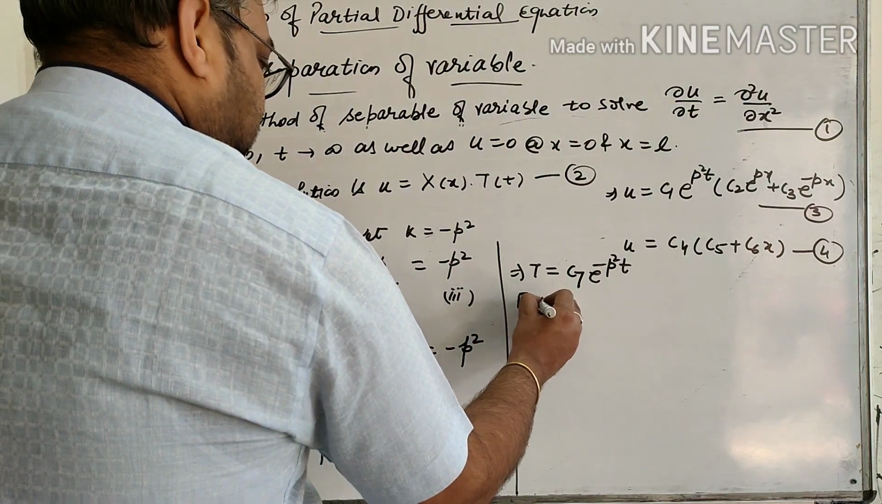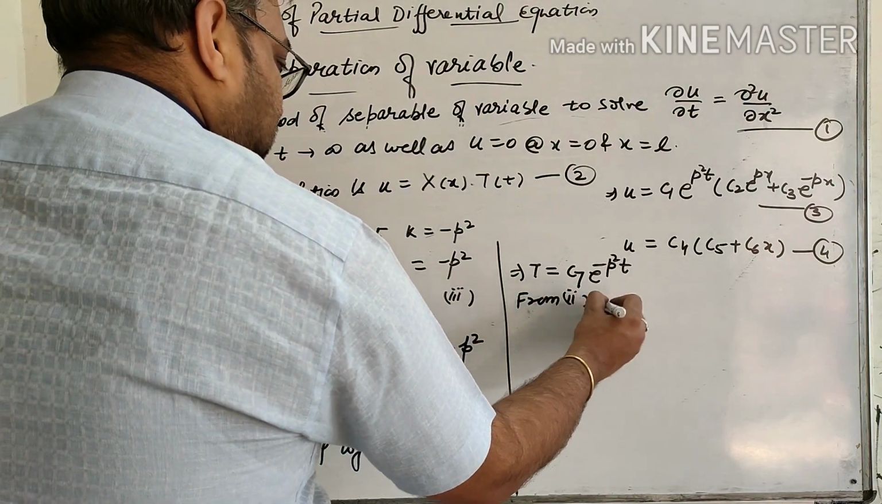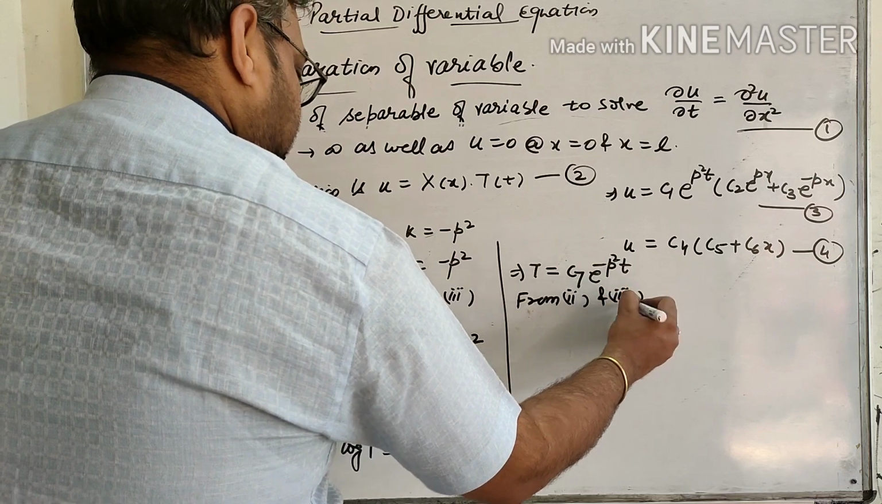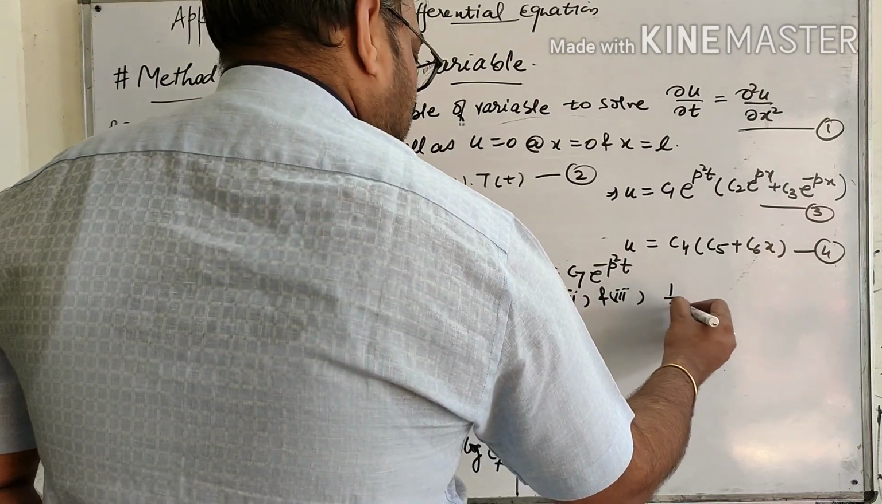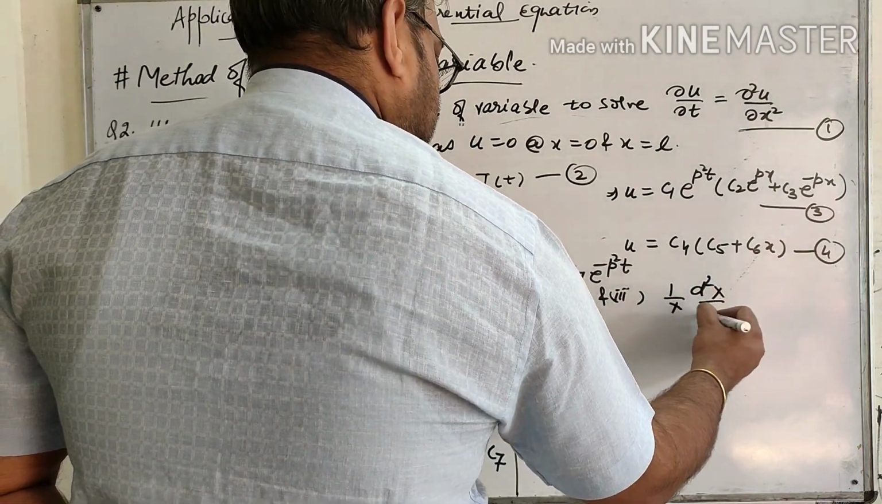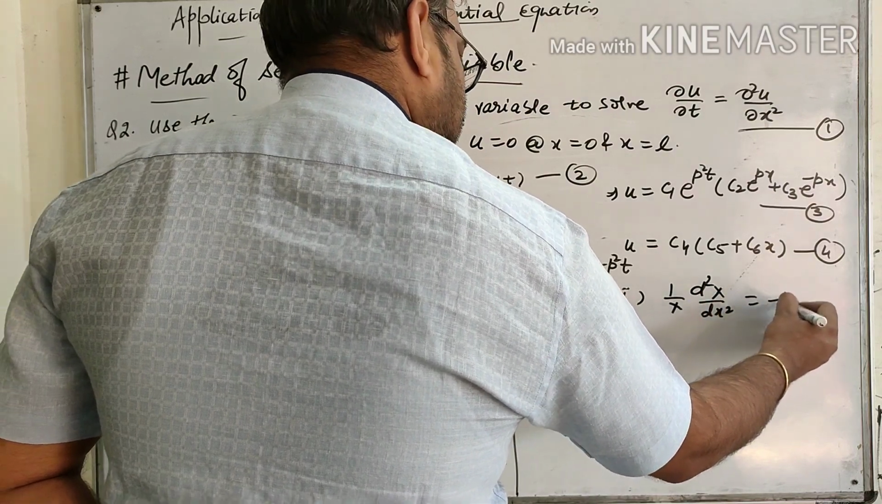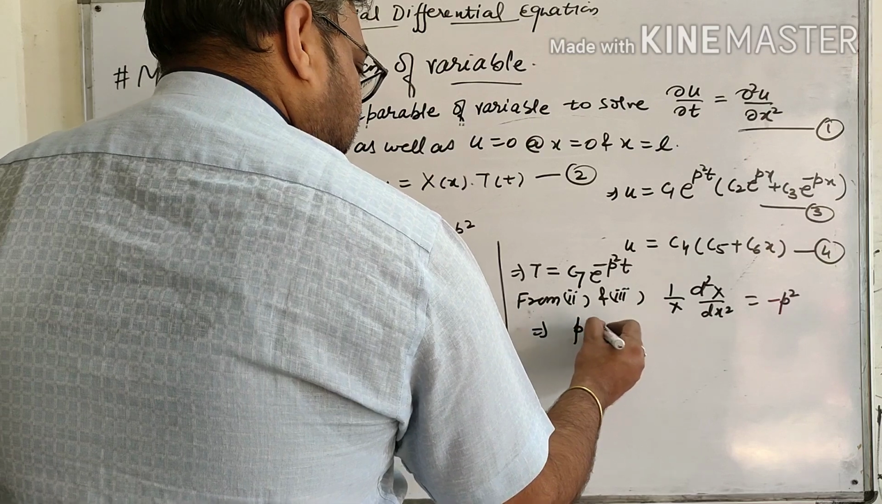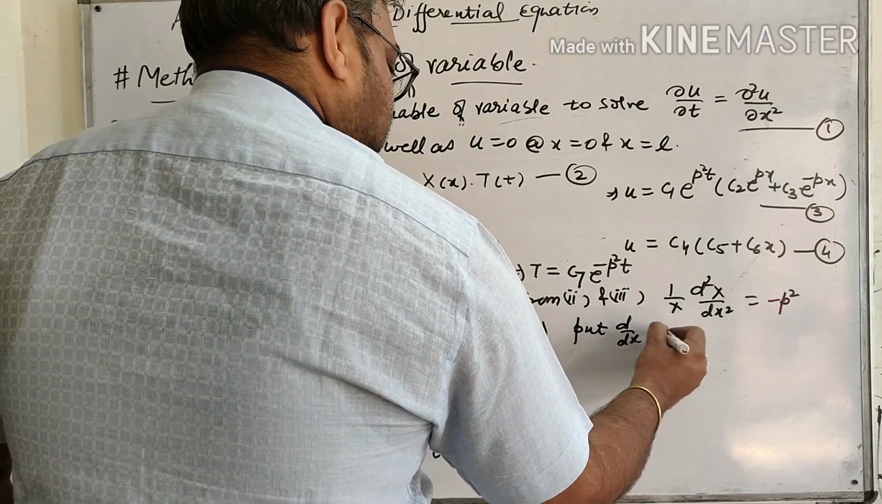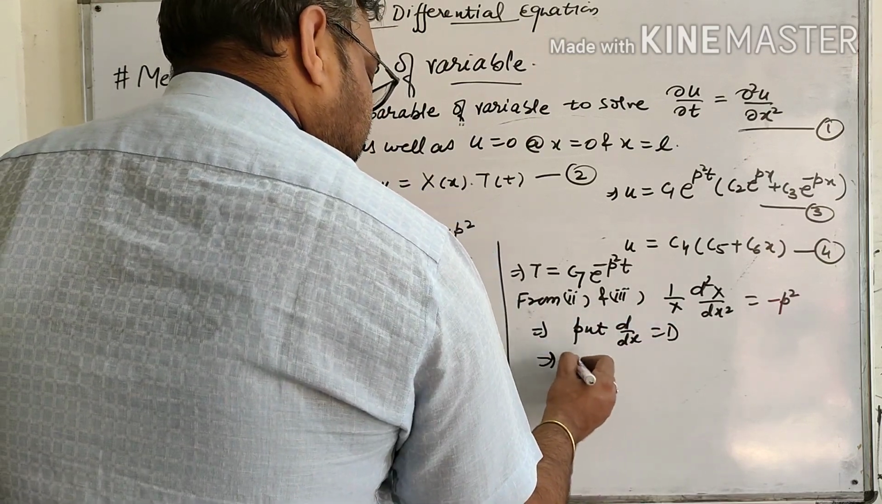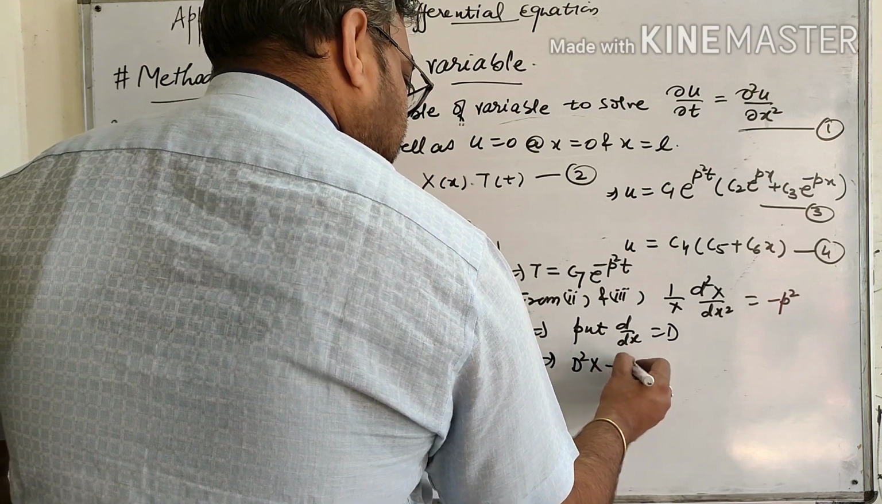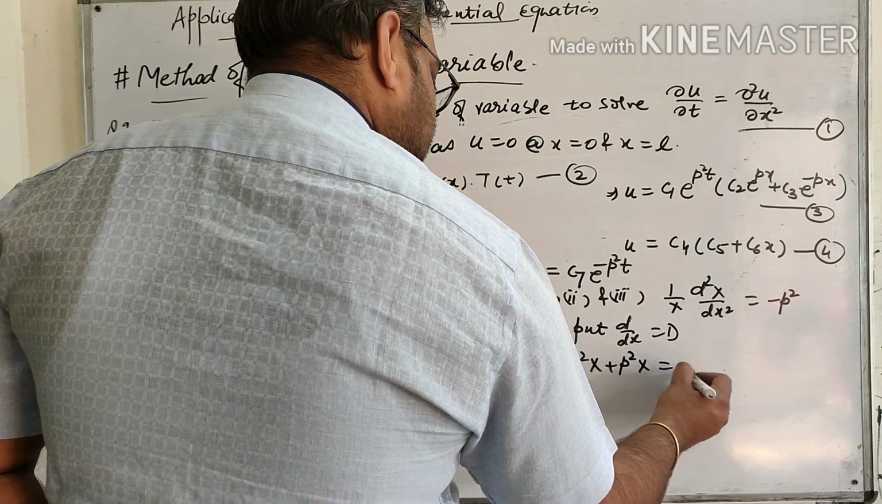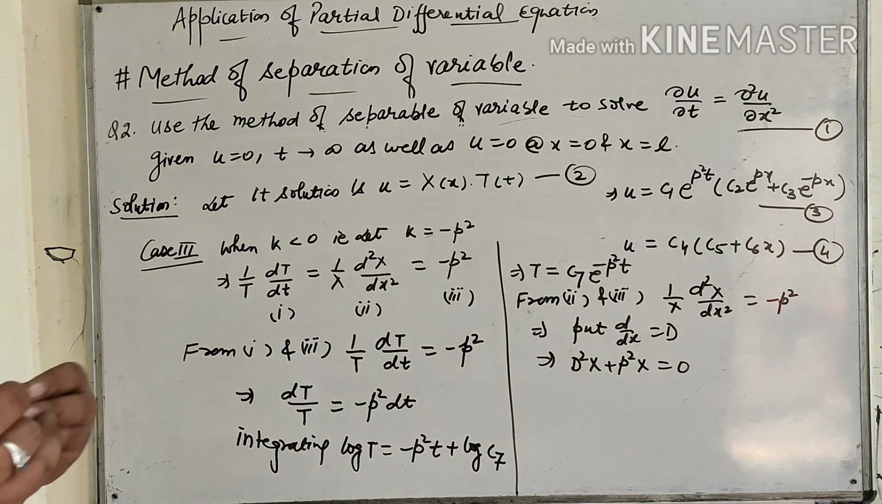Again, from second and third, 1 upon X, d2X upon dx square is equals to minus p square, or if we put d upon dx is equals to D, then D square X plus p square X is equals to 0. Again, this is an ordinary differential equation with constant coefficient.